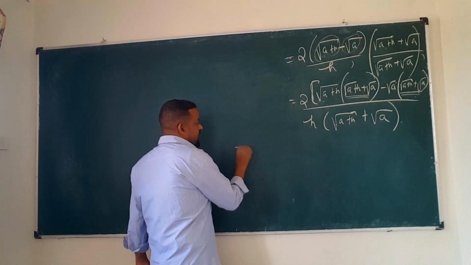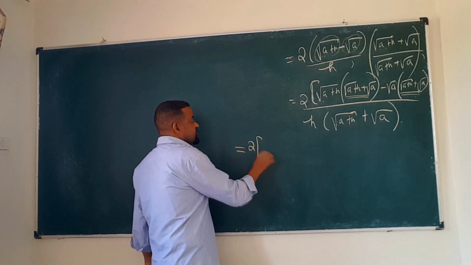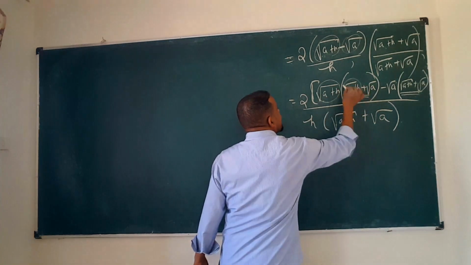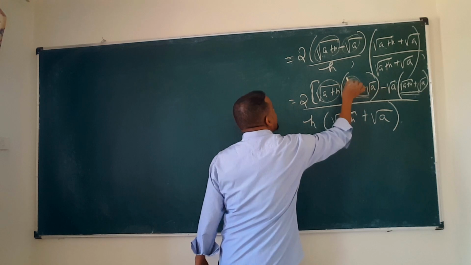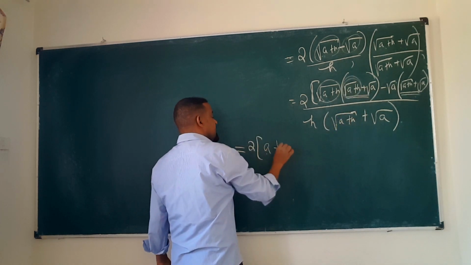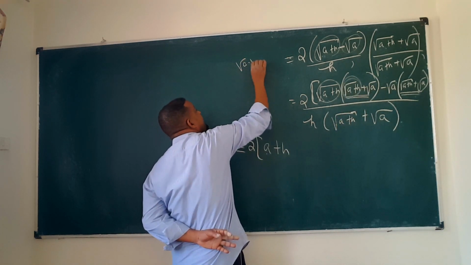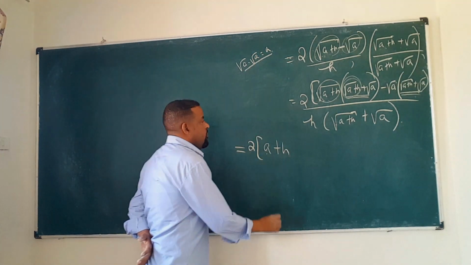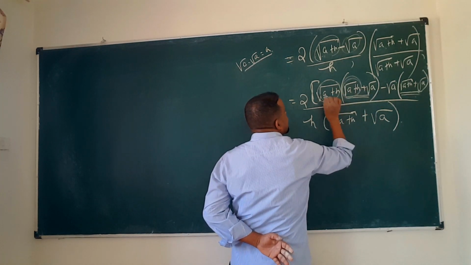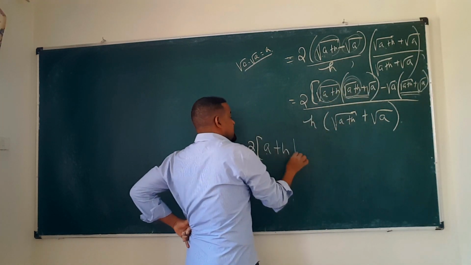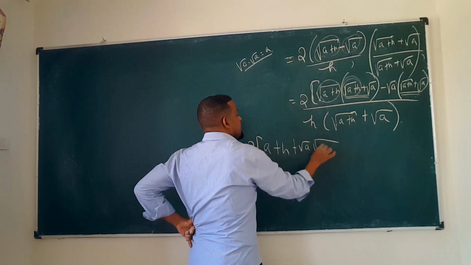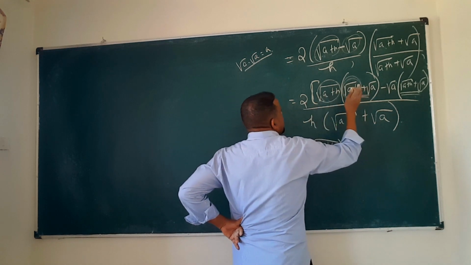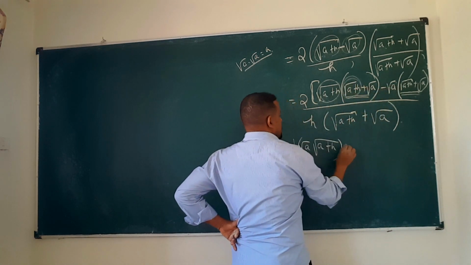Now let's multiply. 2 times, this radical of a plus h will multiply radical of a plus h. So radical of a plus h times radical of a plus h is what? This is a plus h. You know that radical a times radical a is a, grade 9. Now radical of a plus h times radical of a is radical a times radical of a plus h. That is done. Now, this will continue.